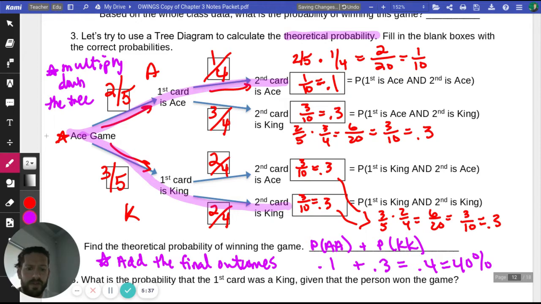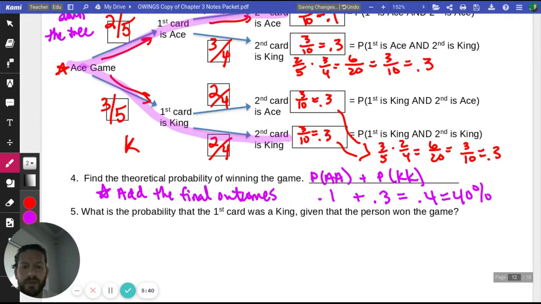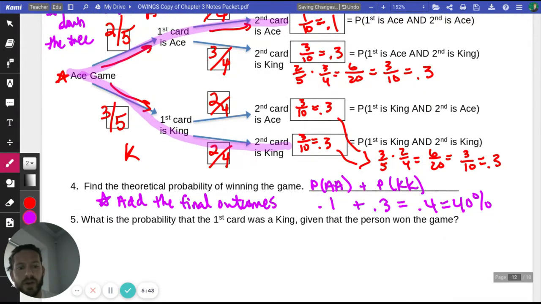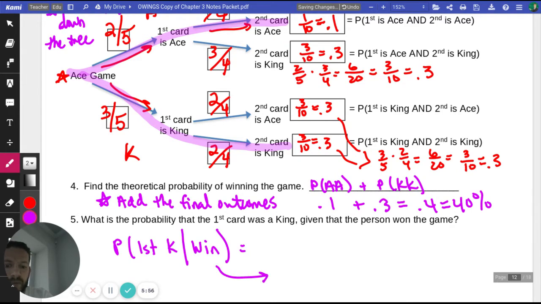And we're going to finish up with a little bit of conditional here. What is the probability that the first card was a king if we know the person won the game? So we want to know the probability of the first card, king, knowing that the person won. So we're going to take the probability of somebody winning, which we just found to be 0.4, and we're going to divide that by when somebody wins with the first card, king. So what's the probability of winning with the first card, king? It has to be right there. So that's going to be the 0.3.